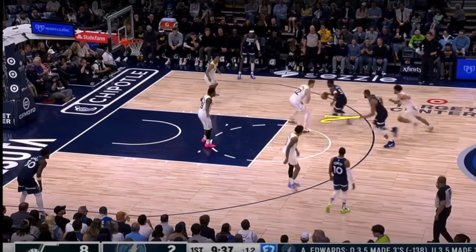So it's Anthony Edwards and who looks to be Randall in the corner versus these two defenders here. We're not counting these two players because they don't matter.